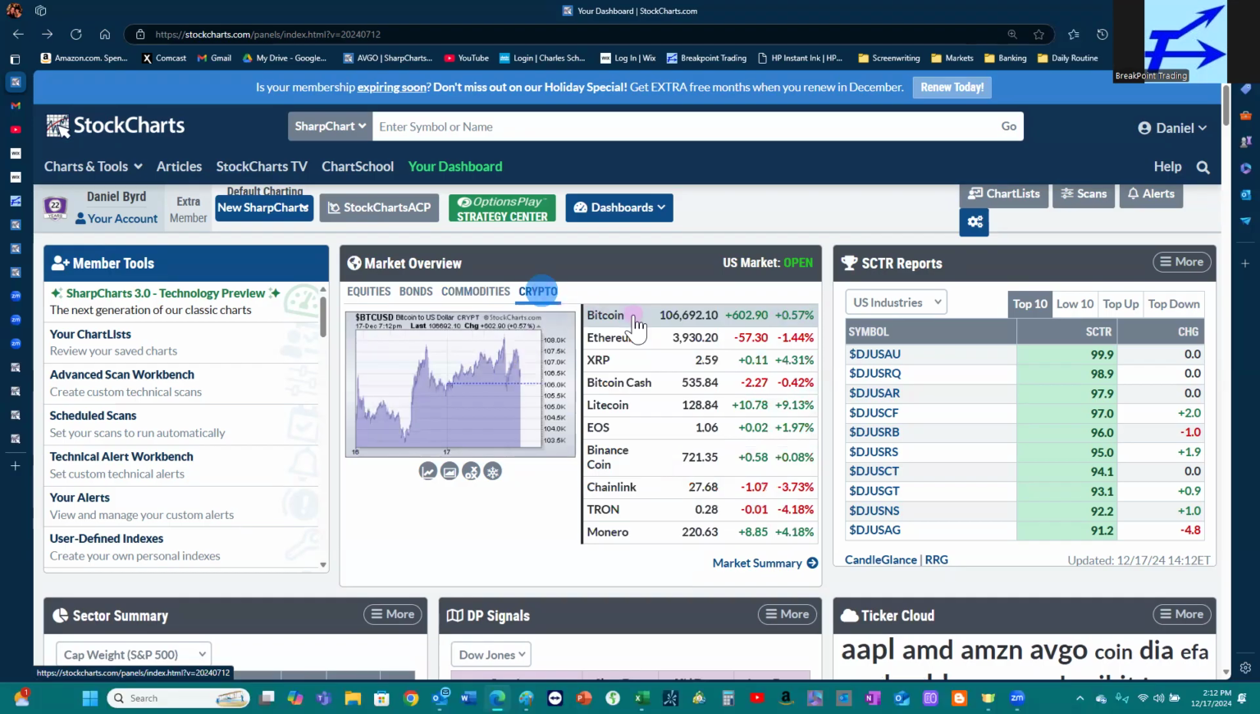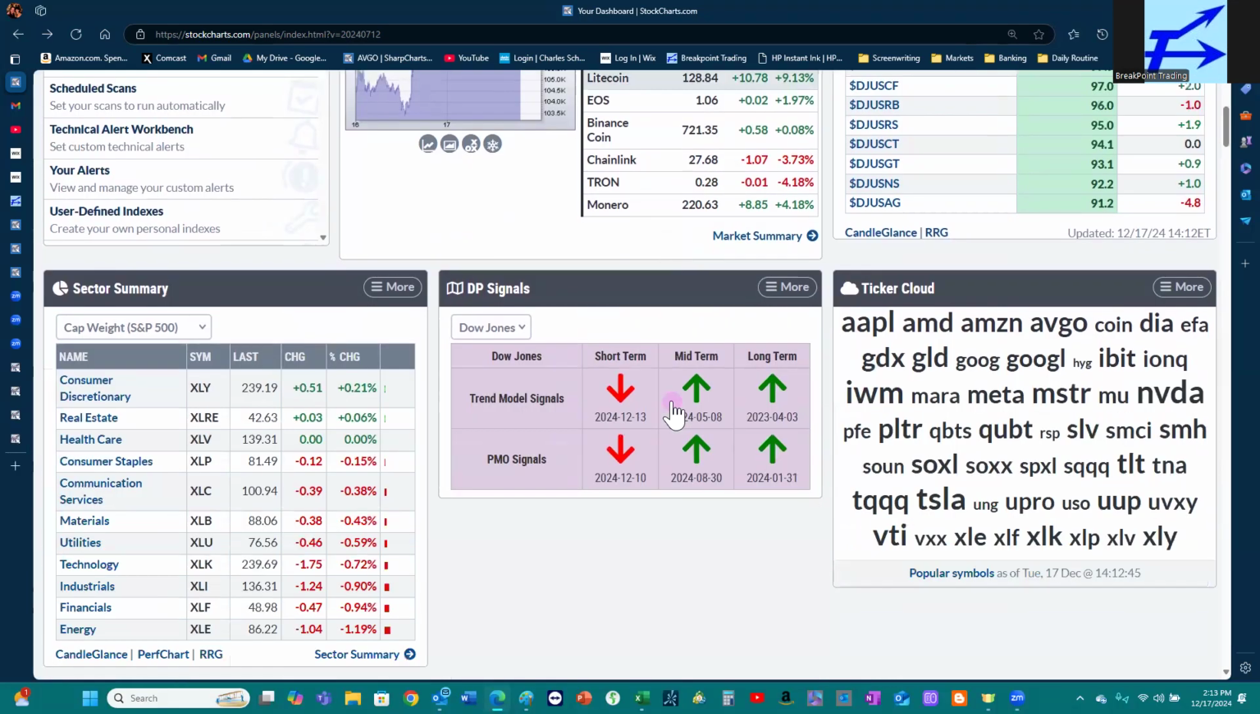Crypto. Bitcoin 106, up $600 today, a little more than 0.5%. So it took off in the morning and now it's just kind of going sideways. Made it up to 108, a little above 108 earlier today. So going sideways now. So we'll see if that continues.